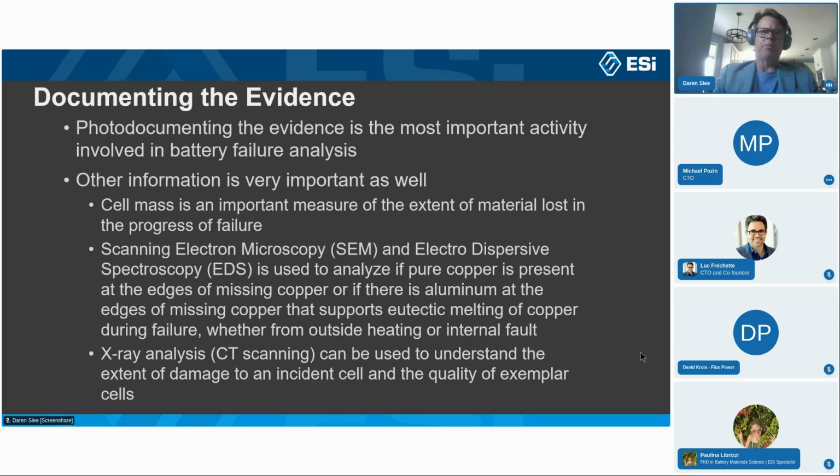Cell mass is important because often the first cell that fails reaches a lower maximum temperature and pressure because it's at room temperature when it fails. If it does collateral damage to other cells, then those cells fail at higher temperatures and pressures and lose more mass.